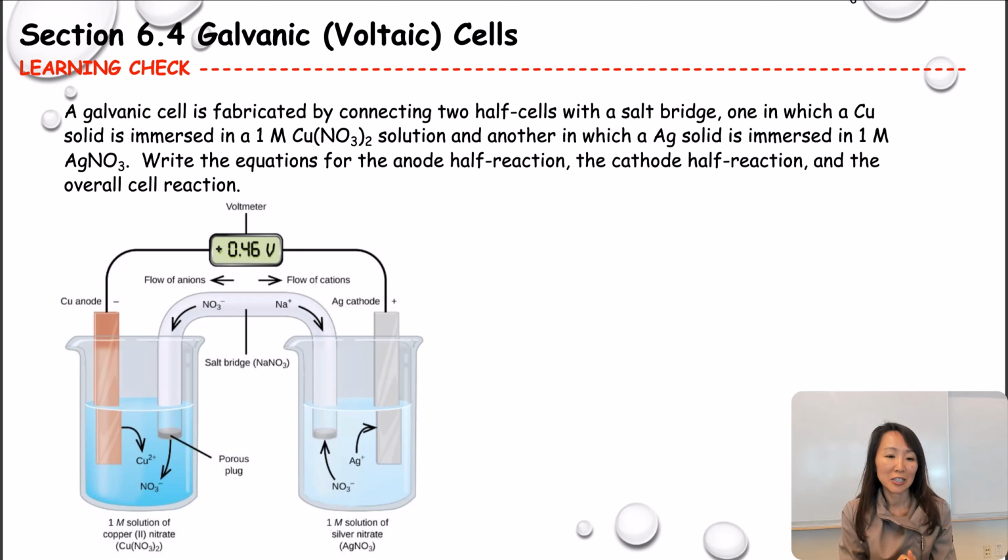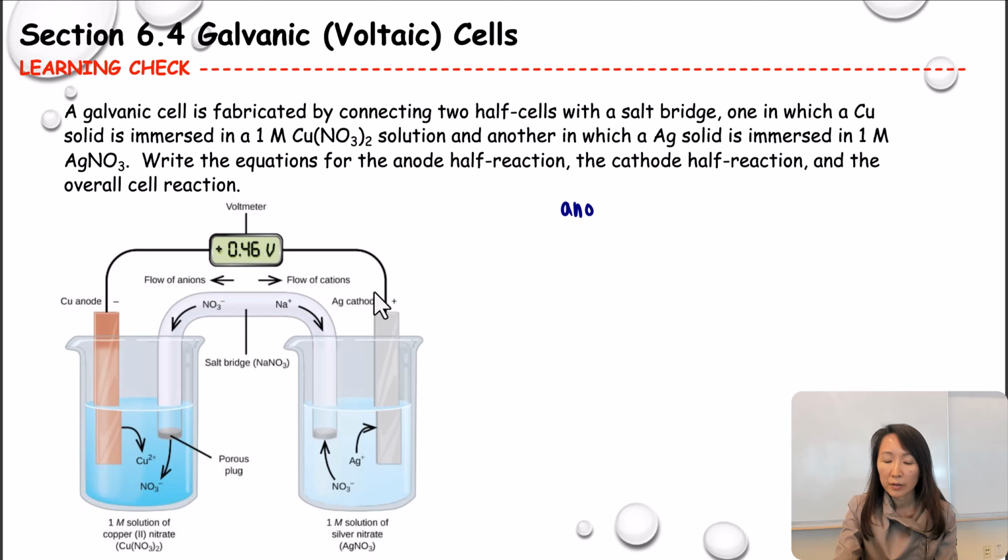So let's do a learning check. Here you see another galvanic cell fabricated by connecting 2 half cells with a salt bridge. One in which a copper solid is immersed right here in the anode, and then you see a copper nitrate solution. And the other one, you see a silver solid immersed in 1 molar silver nitrate. Write the equation for the anode half reaction, the cathode half reaction, and the overall cell reaction. So it's wanting to know what's going on in the anode and what's going on in the cathode. Write the half reaction. So let's go with the anode first.